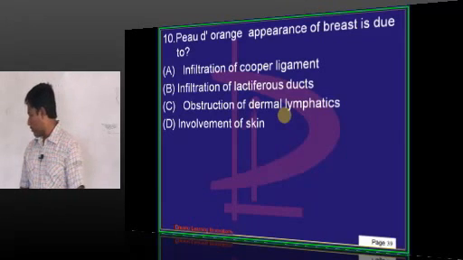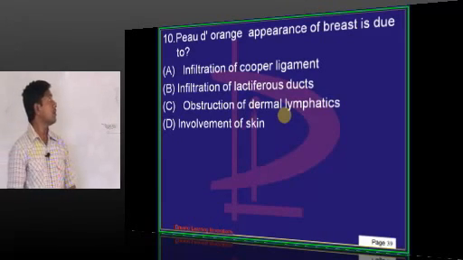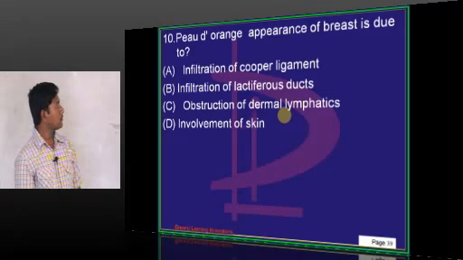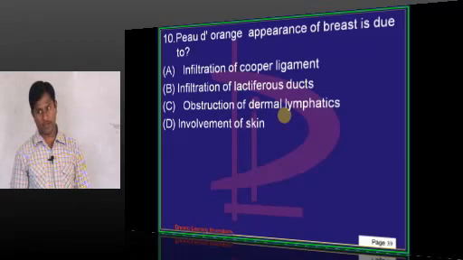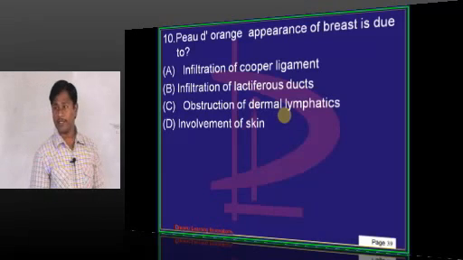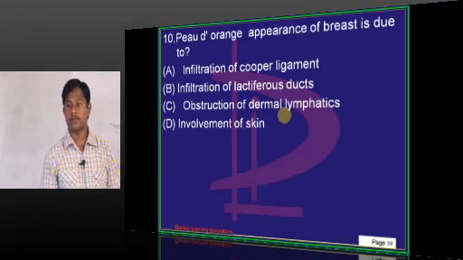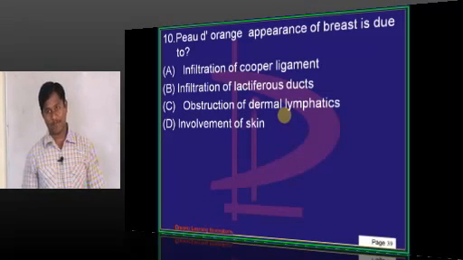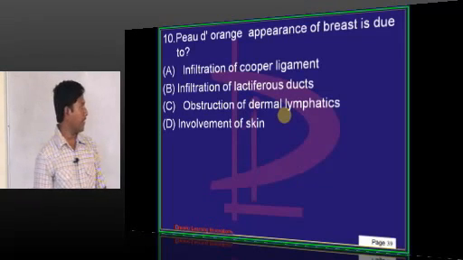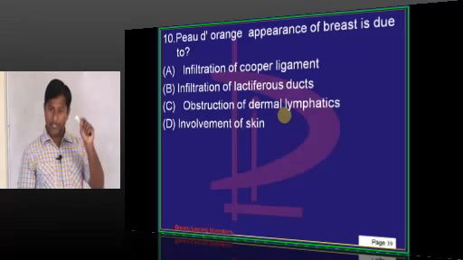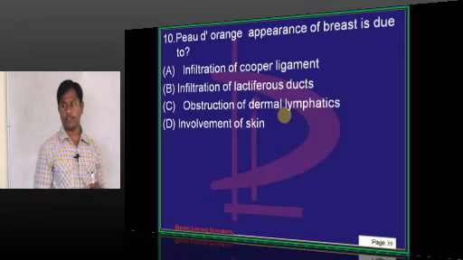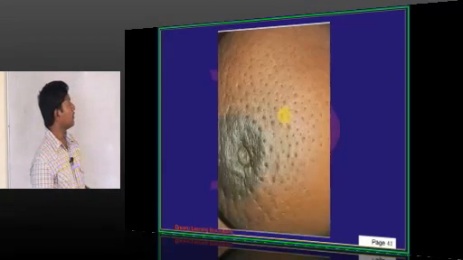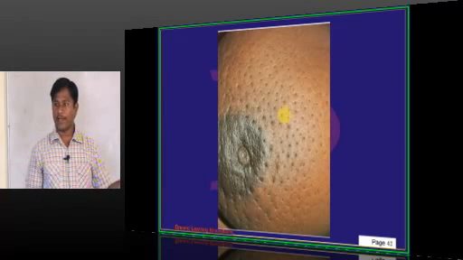Okay. One more important question which is commonly asked. Peau d'orange appearance of the breast is due to, yes, obstruction of the superficial dermal lymphatics. Now, infiltration of Cooper's ligament, what does it cause? No, this is peau d'orange appearance. Puckering or skin tethering. Okay, fine. So remember, infiltration of Cooper's ligaments causes tethering. Peau d'orange is orange-peel skin appearance, which is because of dermal lymphatic infiltration. Right. You have to identify this picture also.